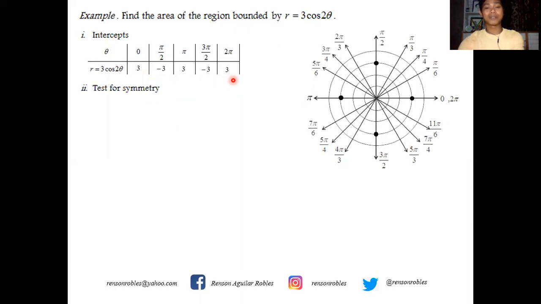The test for symmetry. So we replace theta by negative theta, and you will notice that after replacing theta by negative theta, it goes back to the original given. Therefore, it is symmetric with respect to the polar axis or the line OX.